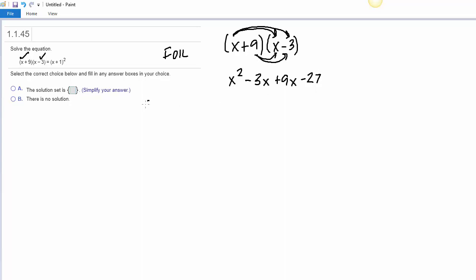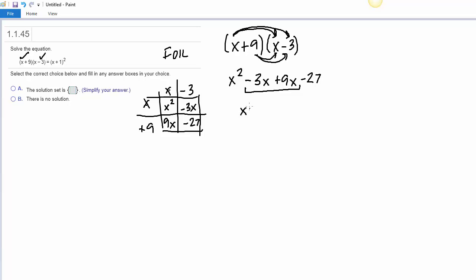Another way you may have seen this, some people do this with a set of boxes where they put the terms up here in such a way that you kind of fill in these boxes. You take x times x and you get x squared. x times negative 3 is negative 3x. 9 times x is 9x, and 9 times negative 3 is negative 27. And you get those four terms that way. Whichever way you like to do is totally fine by me. The ultimate result is not changed. We add these two numbers because they are like terms, and we get x squared plus 6x minus 27. We've multiplied that through and distributed that.